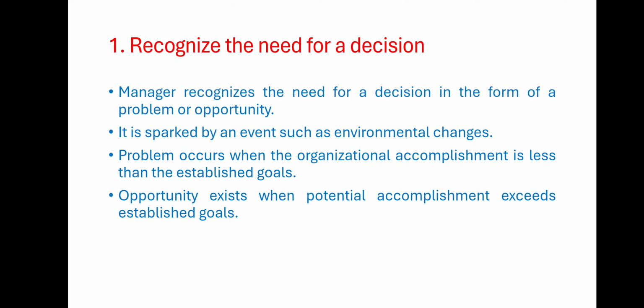First step: recognize a need for a decision. The manager recognizes a need for a decision in the form of a problem or opportunity. It is sparked by an event such as environmental changes. A problem occurs when the organizational accomplishment is less than the established goal. An opportunity exists when potential accomplishment exceeds established goals.